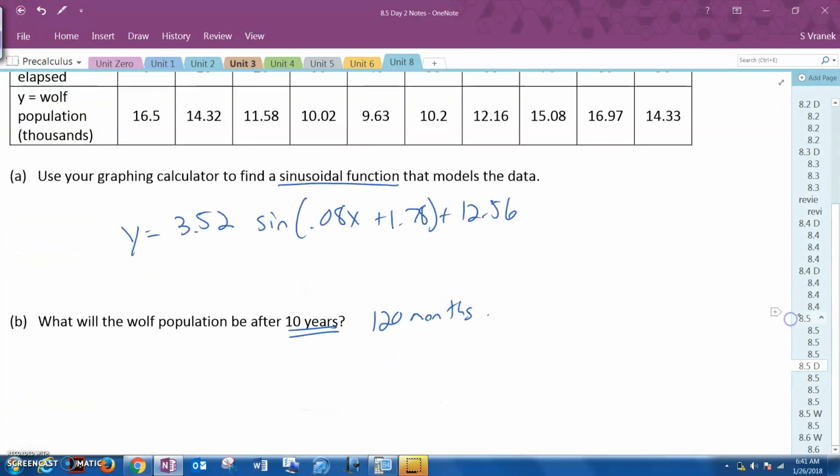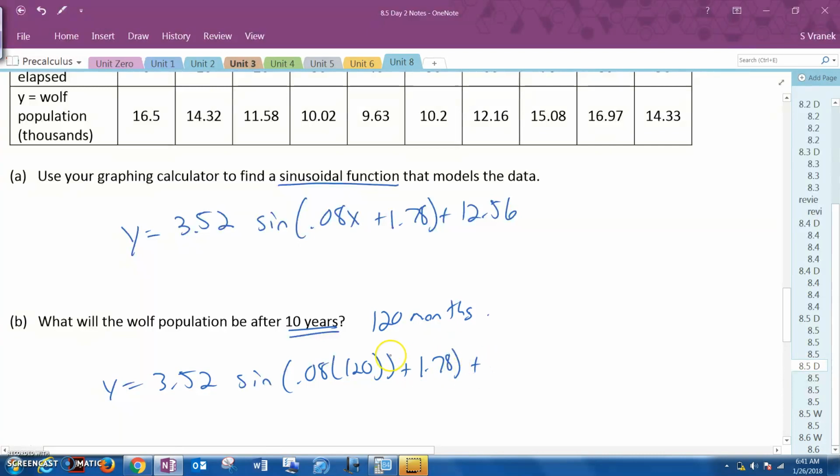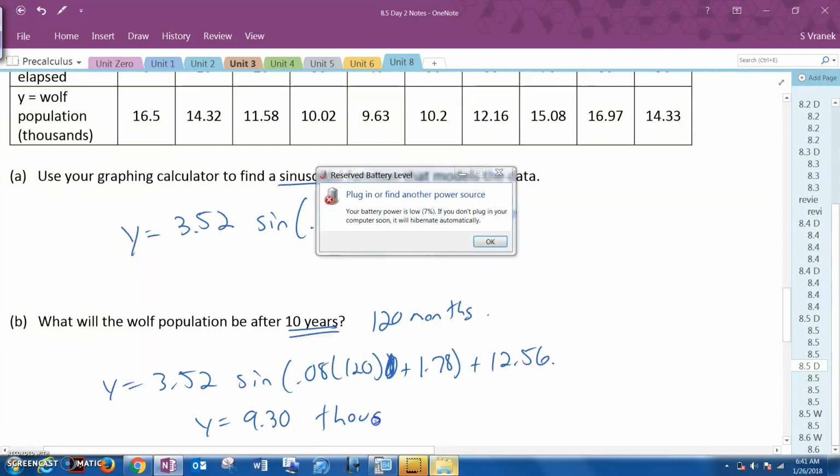Okay, so here's what we do. We say y equals 3.52 sine of 0.08 times 120, plus 1.78, and then plus 12.56. So we end up with y equal to 9.30, and that is 1,000 wolves.